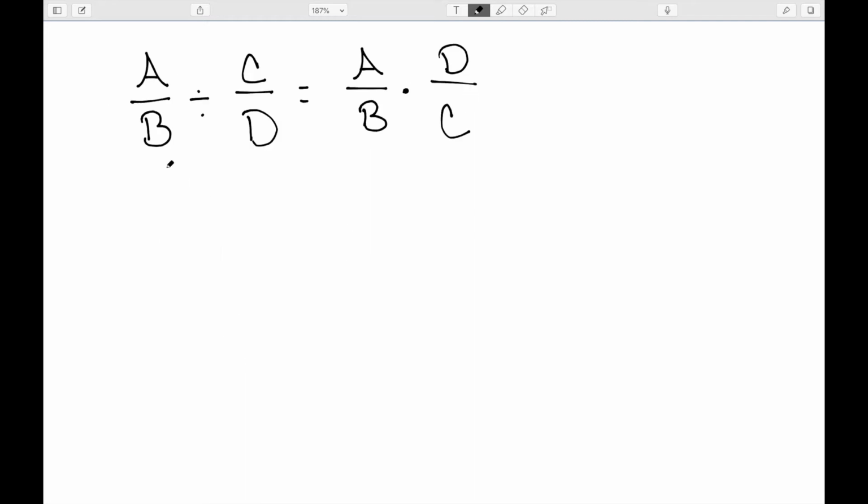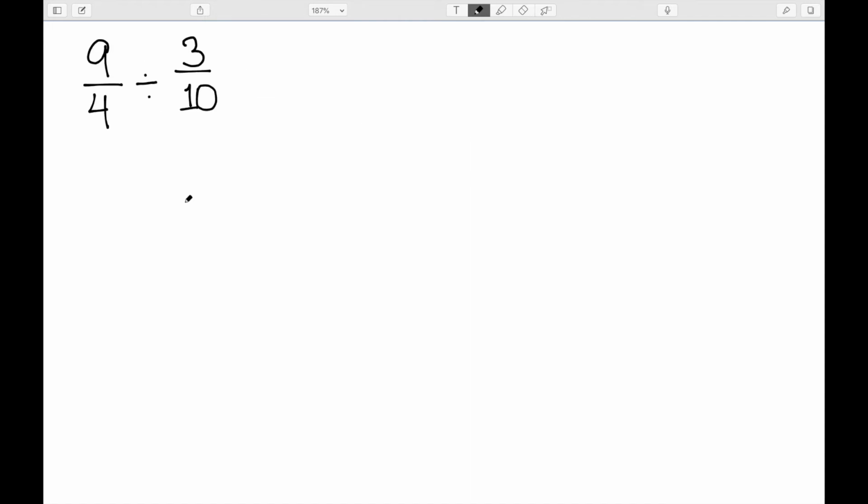Now let's look at dividing fractions. A over b divided by c over d is equal to a over b times d over c. We take the second fraction, we flip it, and then we multiply. So let's look at some examples of this. Let's do 9/4 divided by 3/10. So to divide, we take the second fraction, the one we're dividing by, we flip it, and then we multiply. 9 times 10 is 90. 4 times 3 is 12.